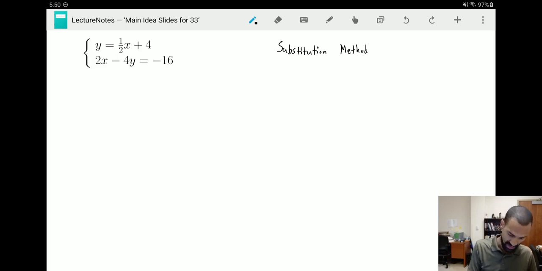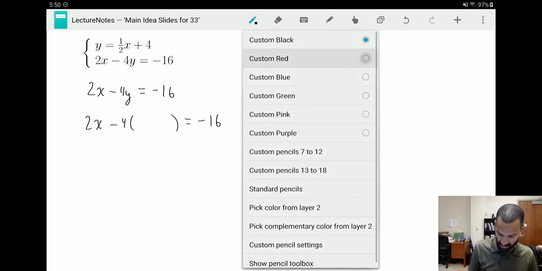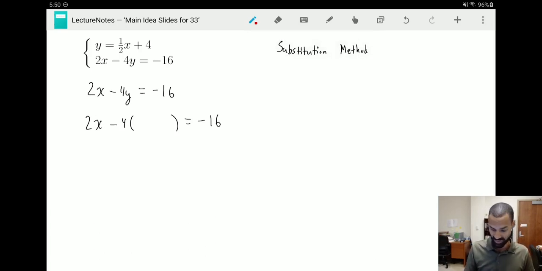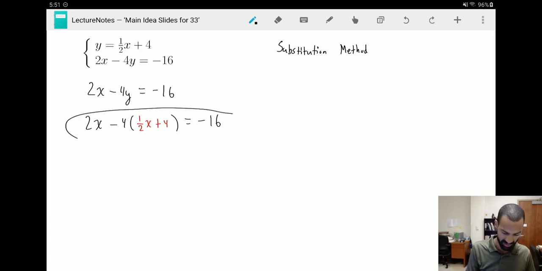If that's the case, then this equation 2x minus 4y equals negative 16, I can rewrite that one as 2x minus 4 times y equals negative 16. Notice I left a blank where y was. That's because we just said y is the same thing as 1/2 x plus 4. That's what that equation is telling me. So, why is that useful? Well, because instead of having two equations with two variables each, I have one equation with only one variable. One equation with an x. I can solve that like I solve all my other equations.